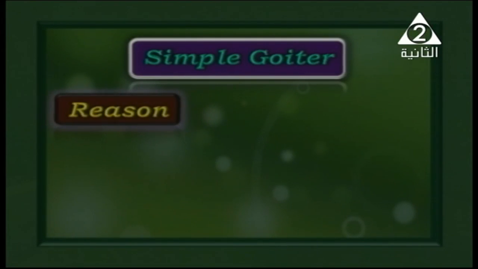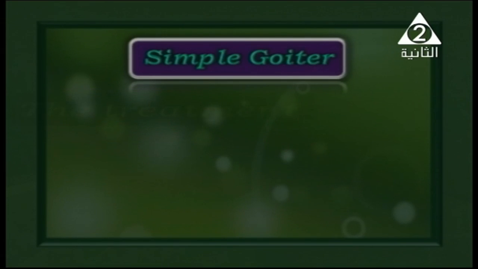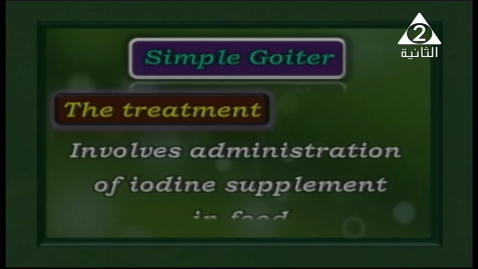Its reason and how can we treat it? Its reason: it occurs as a result of iodine deficiency in food, water, and also in air. How can we treat it? Actually, hypothyroidism, we can treat it by administration of iodine, to increase the amount and supplement of iodine in food in your daily life.